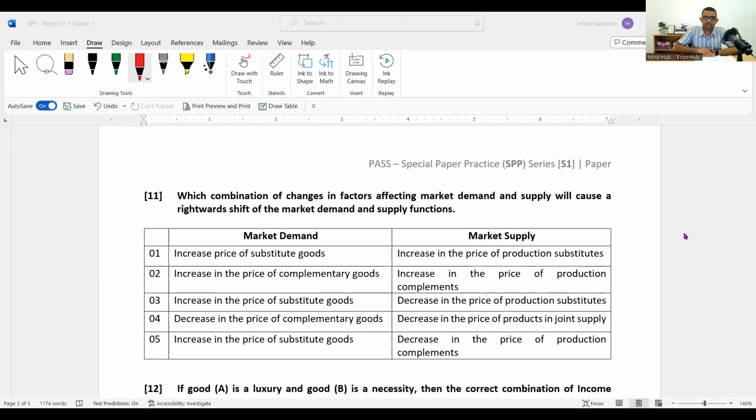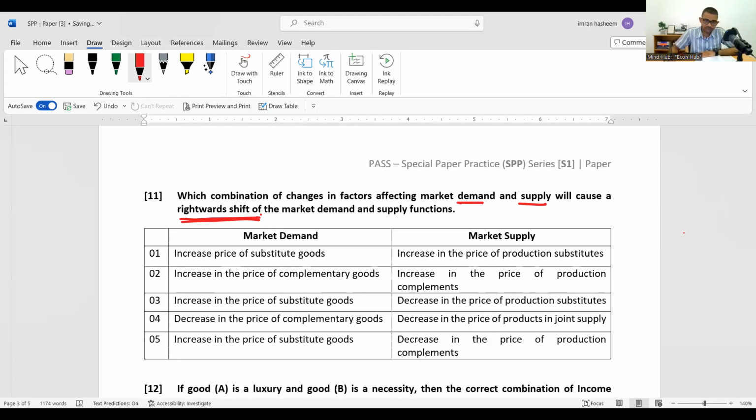Good. Question 11. Which combination of changes in factors affecting market demand and supply, both you have to balance now, will cause a rightward shift? It's a combination question. So you're looking for an increase in demand and an increase in supply. Both have to increase, right? Okay.